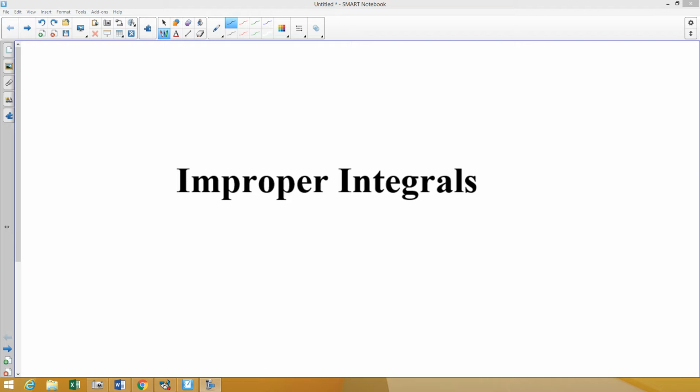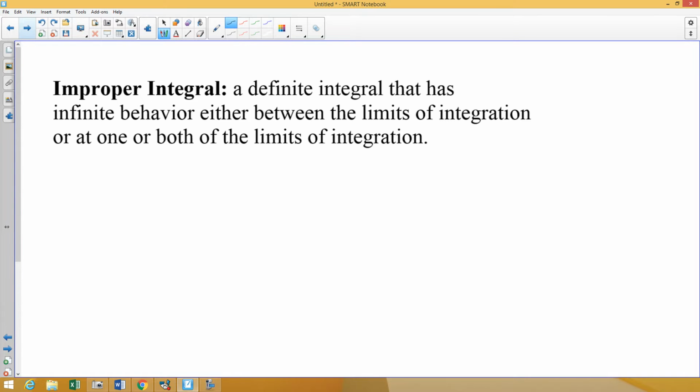Let's talk about improper integrals here for a few minutes. An improper integral is any definite integral that has some type of infinite behavior within the limits of integration. That infinite behavior could be a horizontal asymptote. Sometimes the limit is actually approaching infinity. Sometimes the infinite behavior is a vertical asymptote somewhere between the two limits of integration.